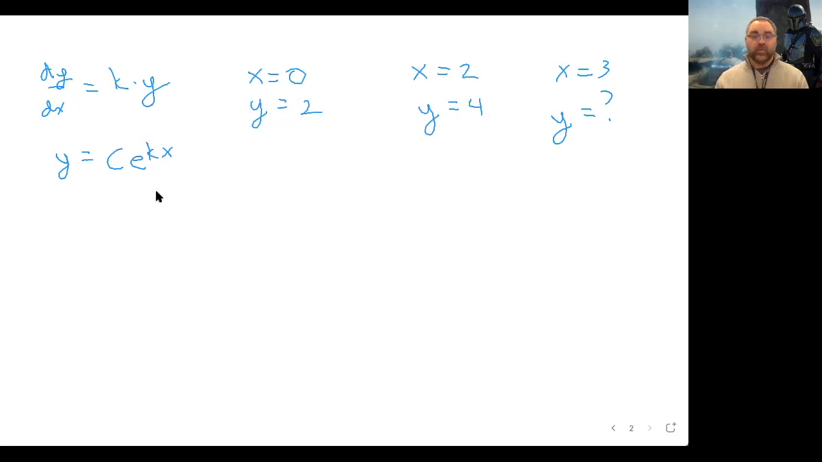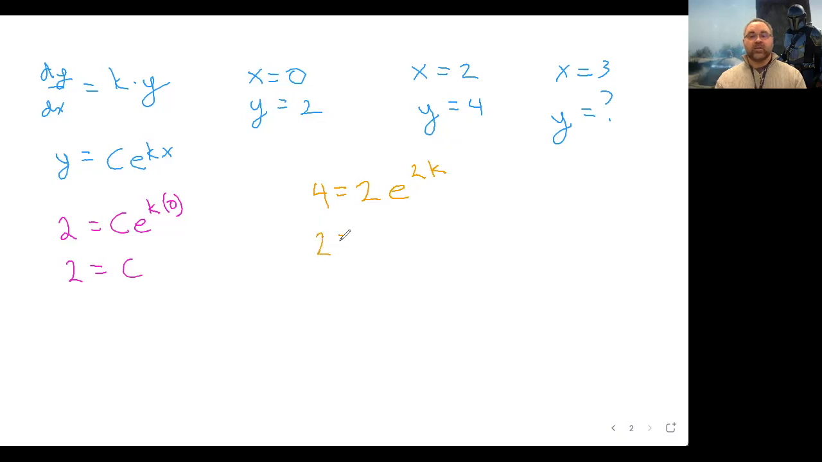So let's start off with, if x is 0, y is 2. If x is 0, we get e to the 0 power, which of course we know is 1. So we know that C is equal to 2. Now, let's go to the next point. If x is 2, y is 4. So we get 4 equals 2e to the 2k. I plug in the 2 for x and the 4 for y, and now this is something I can solve for k.